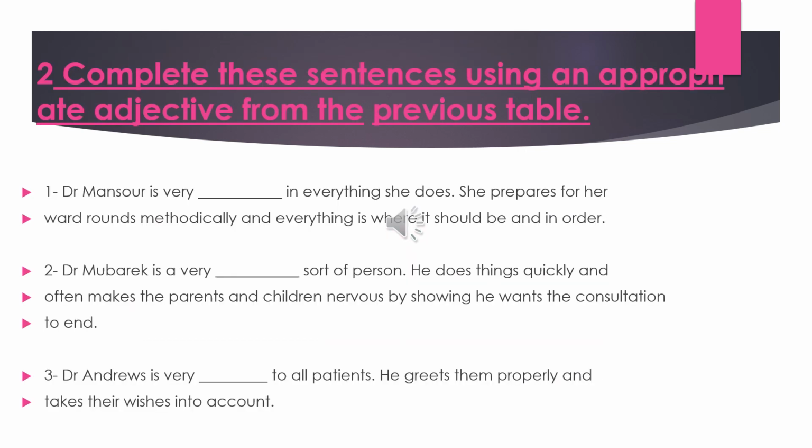Try to complete the sentences using an appropriate adjective, page 19. 1. Dr. Mansour is very efficient. So we're going to use the adjective efficient, E-F-F-I-C-I-E-N-T. And everything she does. 2. Dr. Mubarak is a very impatient, I-M-P-A-T-I-E-N-T, sort of person. He does things quickly.